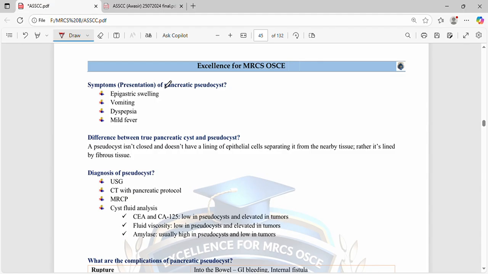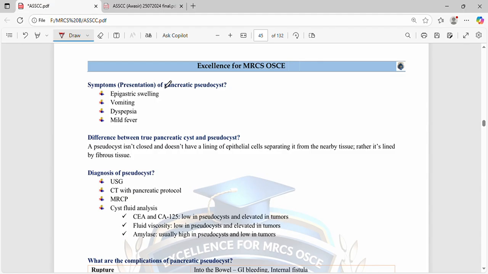Diagnosis of pseudocyst: ultrasound, CT with pancreatic protocol, as we showed, MRCP, cyst fluid analysis. Okay, so the cyst fluid analysis, this is very important. Always remember, pancreas has some cystic tumors like serous or mucinous cysts, which can be malignant, especially the mucinous. So you have to take the aspirate, cyst fluid aspiration analysis.